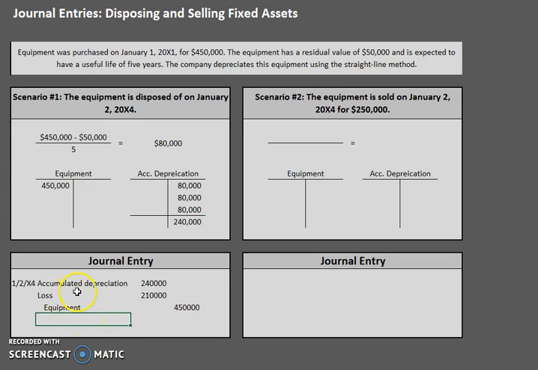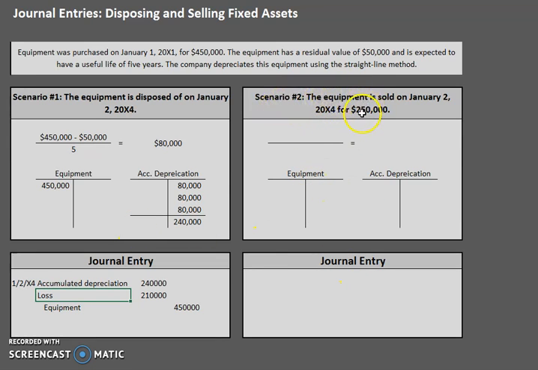Losses are debits, gains are credits. So if you find that you have to debit your plug account in a disposal or sale, that will be a loss. If you have to credit your plug account, that will be a gain. So usually, since this is a disposal, the full title of the account will be something like loss on disposal of equipment or something of the sort. So pay close attention to your textbook and see which one they use. Okay, now that we've taken a look at a disposal, let's move over to scenario 2.